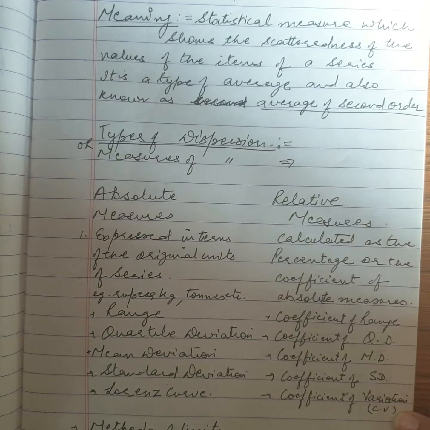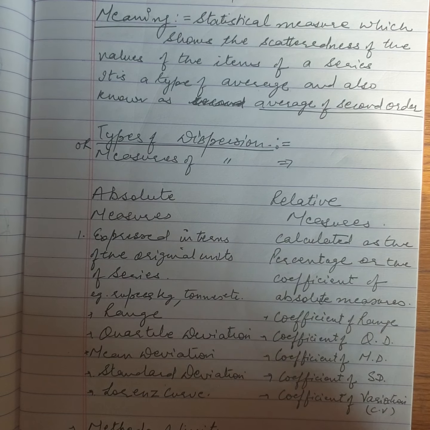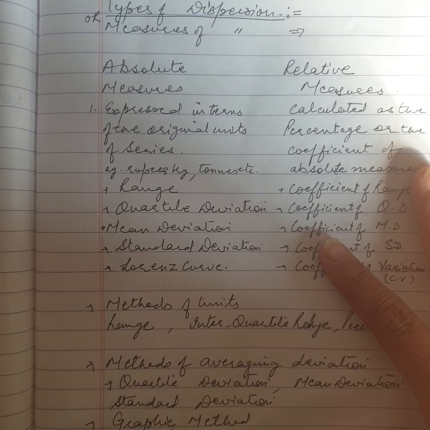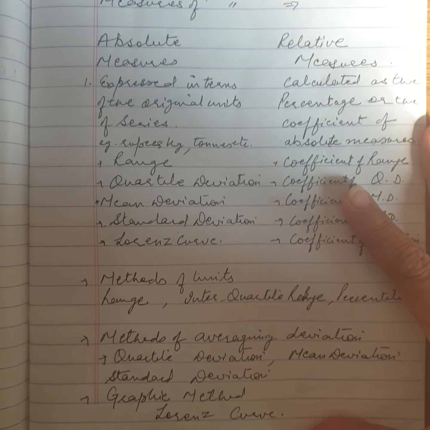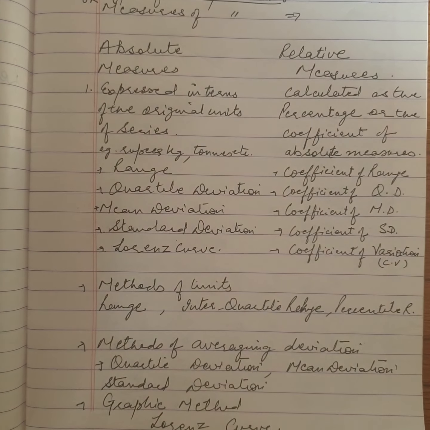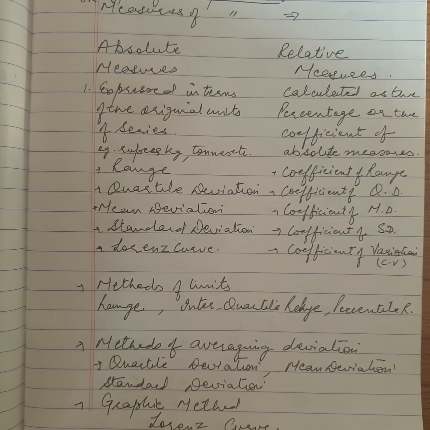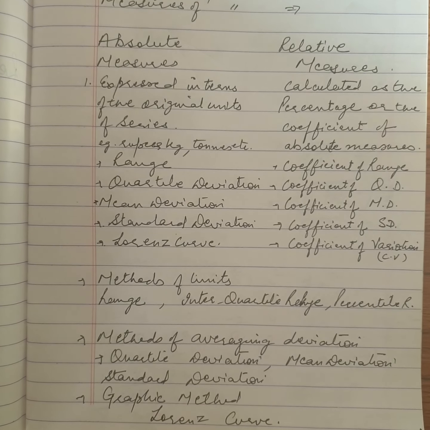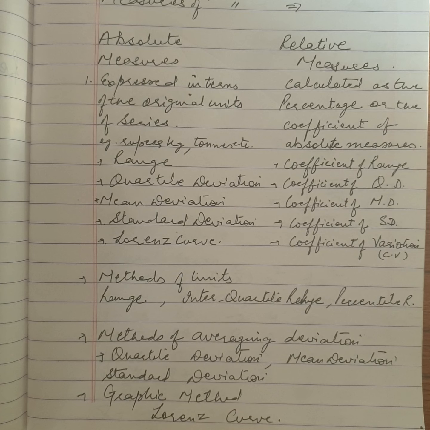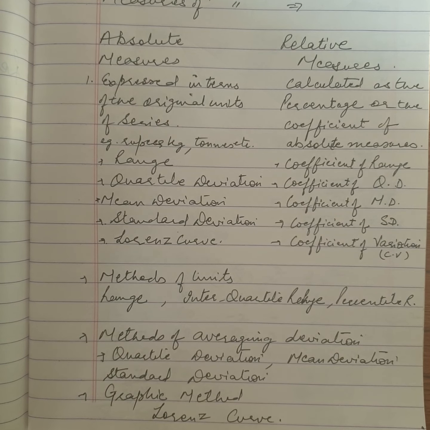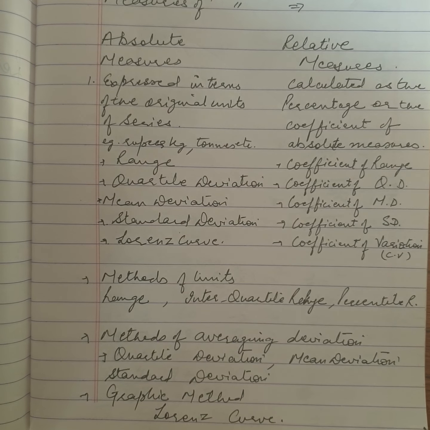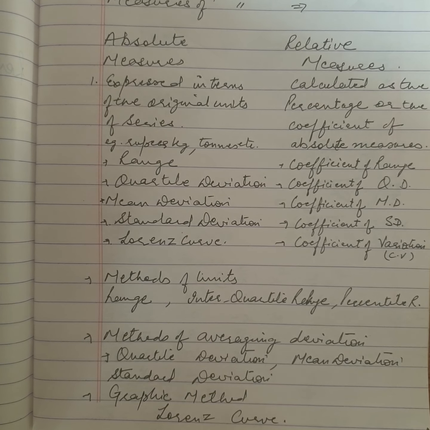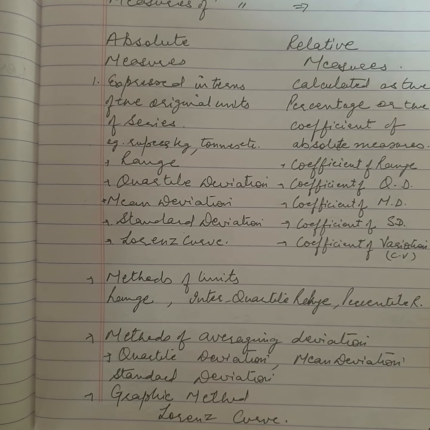And the other one, which is an absolute one but is a graphic method, is known as the Lorenz curve. So for these dispersions, a few are known as methods of limits, that is range, interquartile range and the percentile range. Whereas averaging deviations are quartile deviation, mean deviation and standard deviation. And the last one is the graphic method to measure dispersion, that is the Lorenz curve.